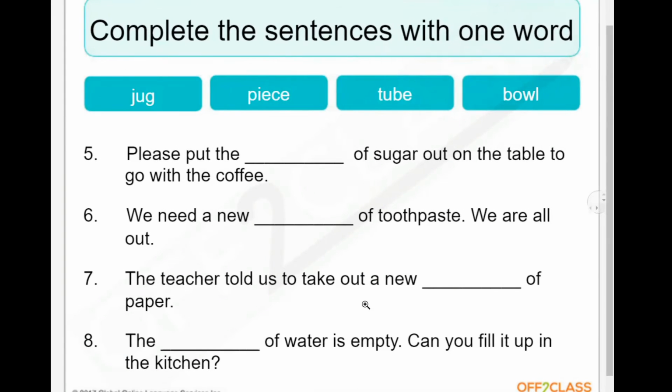Excellent. Please put the bowl of sugar out on the table to go with the coffee. Very good. Number 6. Oh, please repeat. Sorry. Excellent. Number 6. We need a new tube of toothpaste. We are all out. Please repeat.